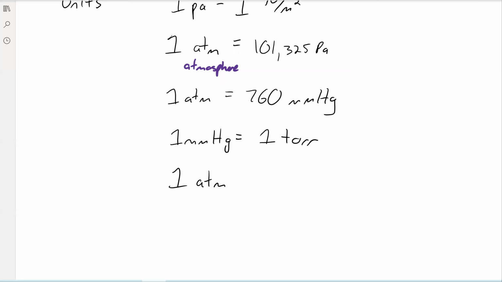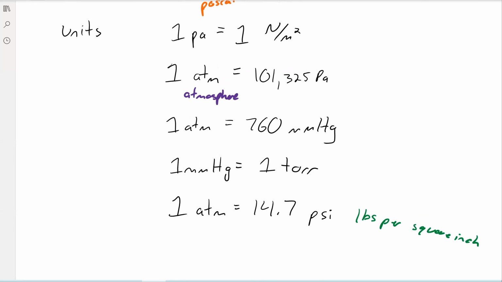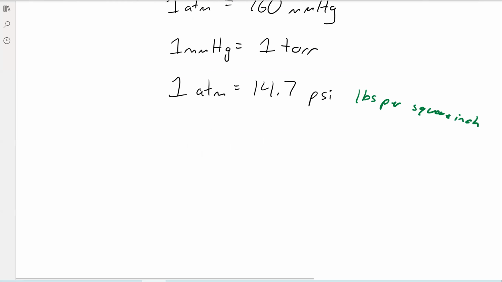And then, 1 atmosphere is equal to 14.7 psi. Being in the US, you're probably more used to that one. It's pounds per square inch, right? So you can see you have a bunch of different units of pressure. Wouldn't it be nice if we only had 1 unit of pressure? Yeah, it would be, but that's not the way it is.